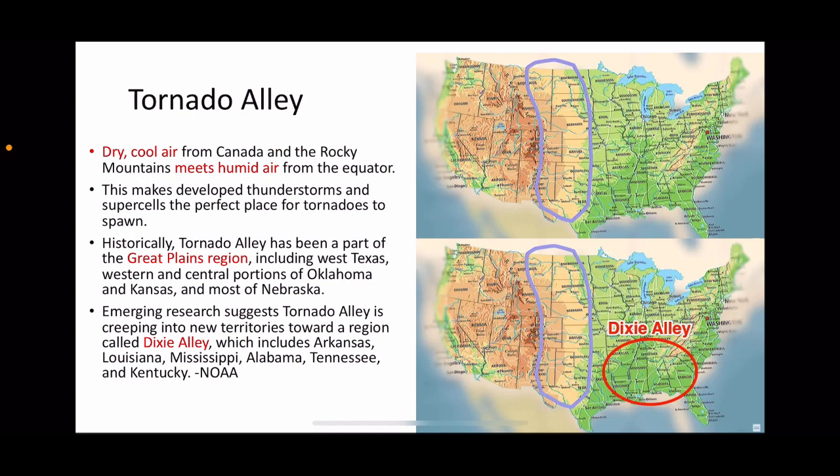Tornado Alley. Dry, cool air from Canada and the Rocky Mountains meets humid air from the equator. This makes developed thunderstorms and supercells the perfect place for tornadoes to spawn. Historically, Tornado Alley has been part of the Great Plains region, including West Texas, western and central portions of Oklahoma and Kansas, and most of Nebraska. Emerging research suggests Tornado Alley is creeping into new territories towards a region called Dixie Alley, which includes Arkansas, Louisiana, Mississippi, Alabama, Tennessee, and Kentucky.